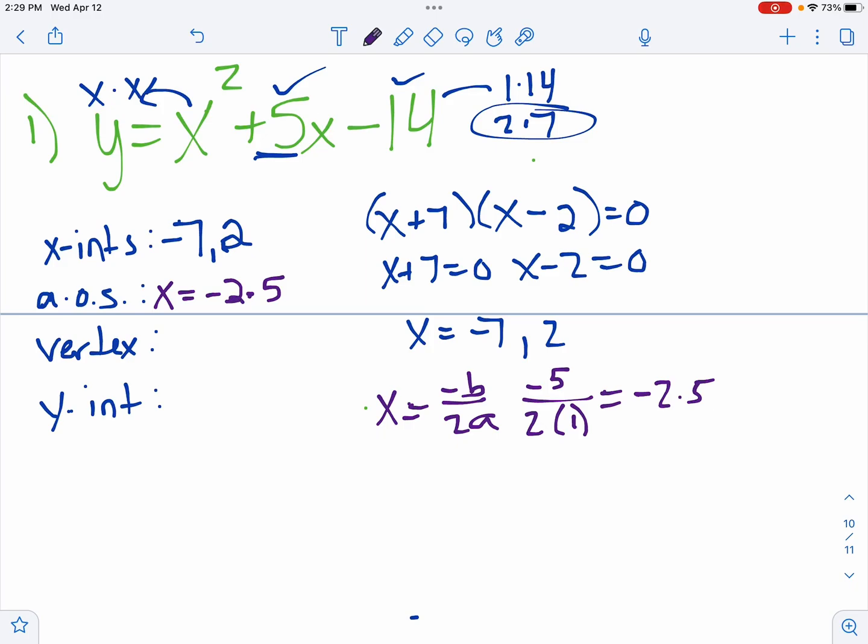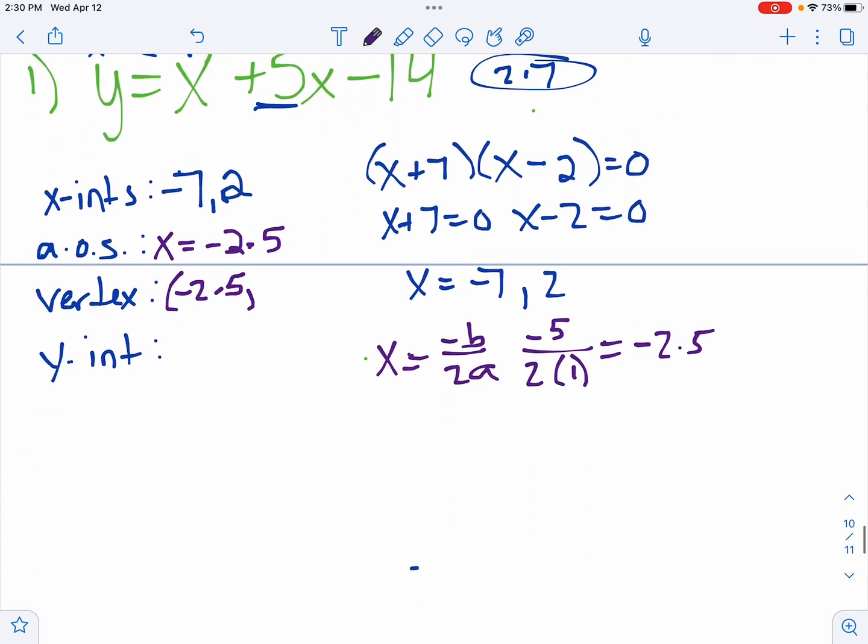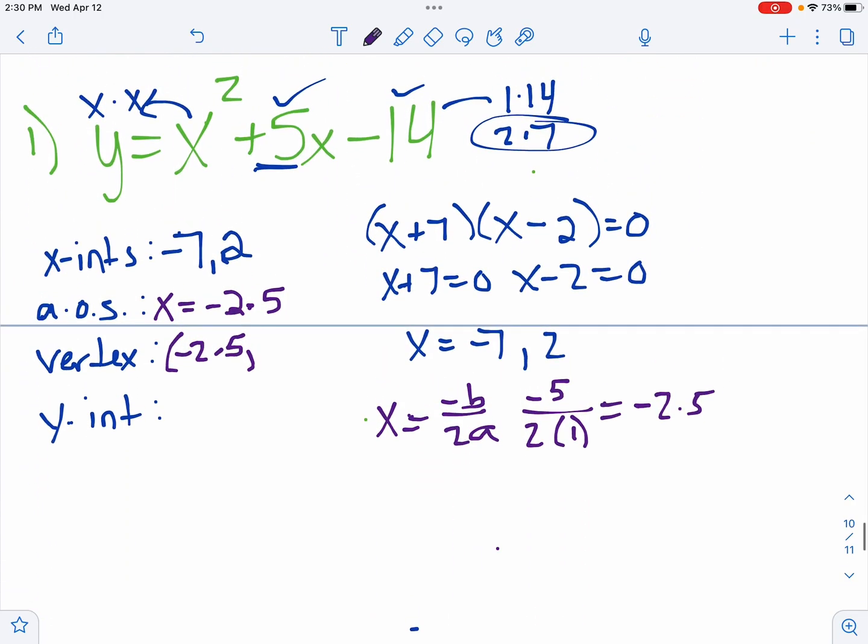So that's my axis of symmetry. Now, we also have our vertex. What do we know about our vertex? We know that the vertex, the x value, is the same as the axis of symmetry, so I'm going to plug that in. How do we find the y value? If we go back up to our notes, it says plug it in. So we're going to take what we found for the x, plug it in to find the y. Be very careful when you plug this in, because signs are going to make a huge difference.